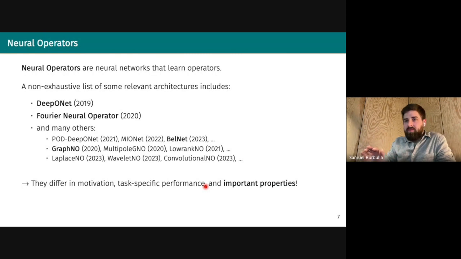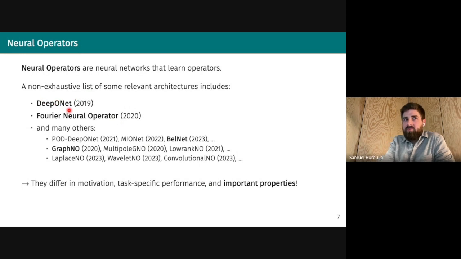There's one specific framework which many people refer to as neural operators, but I want to call everything which maps functions, or which approximates operators with a neural network, a neural operator. And this is a non-exhaustive list of some of the relevant architectures.